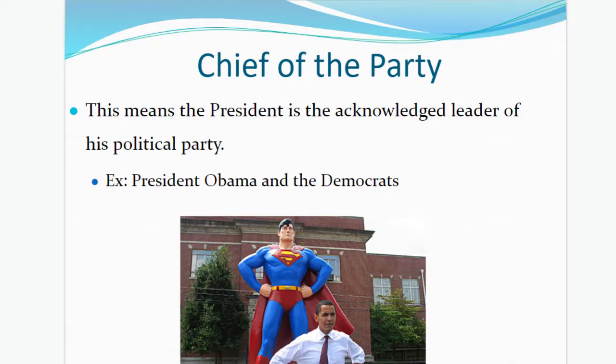The president is also known as the chief of the party, which means the president is acknowledged as the leader of his political party. Example, President Obama is the leader of the Democratic Party right now. At the same sense, right now, President Donald Trump is the leader of the Republican Party. That's the platform for which they are working from, is that person.